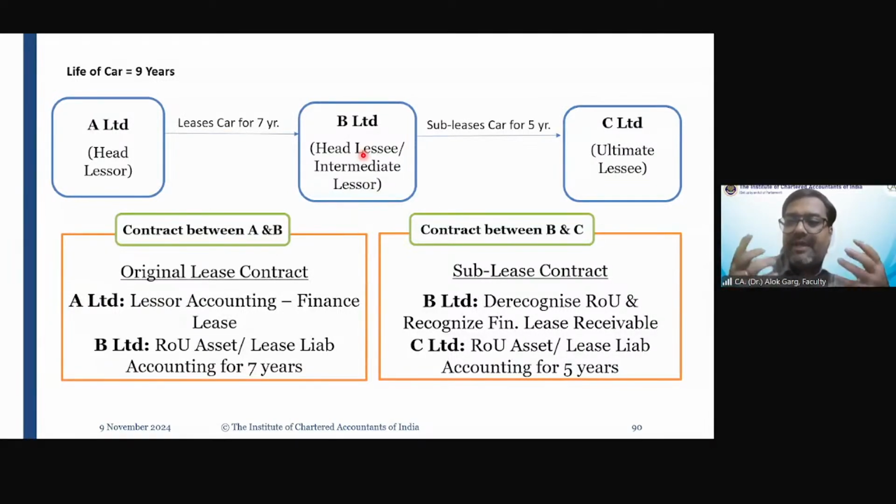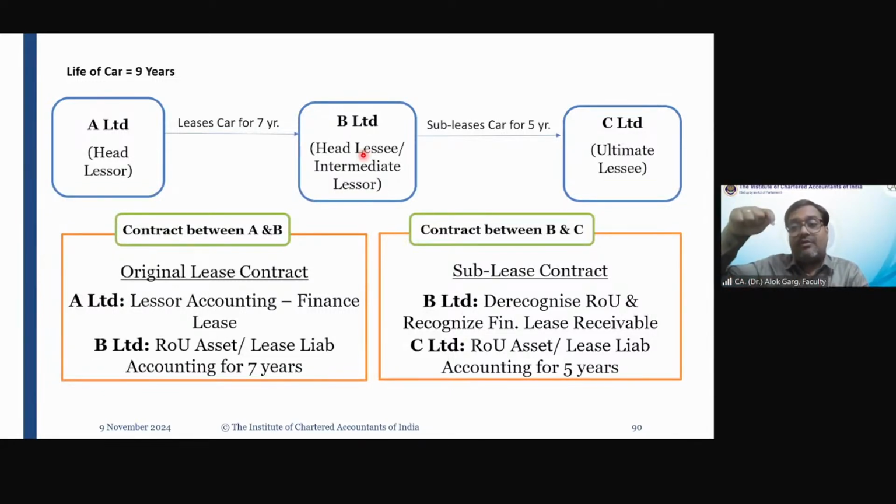So standard says that for considering the major part of the economic life, for considering whether it is a finance lease or operating lease, you have to consider the period of ROU which this intermediate lessor has subleased. So how much period of ROU does B Limited have? How long is the right to use? 7 years. And for how many years is B leasing out? 5 years. It is a major part of the economic life. Yes, sir, 70-75% major part of the economic life for B Limited.